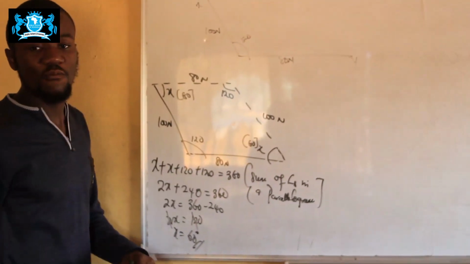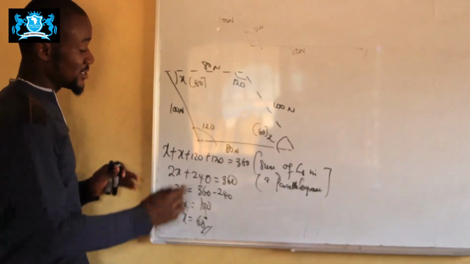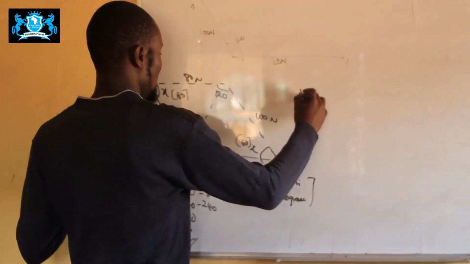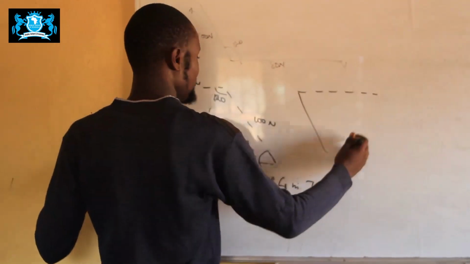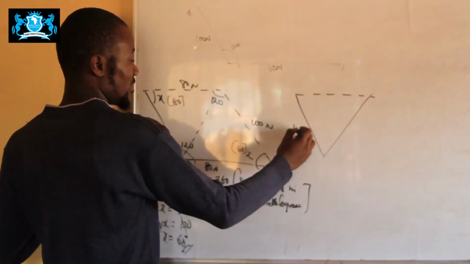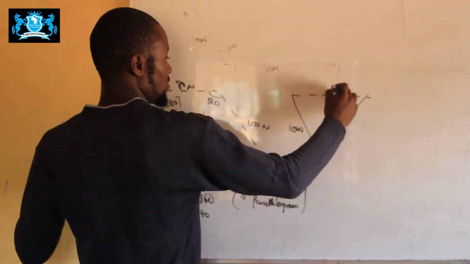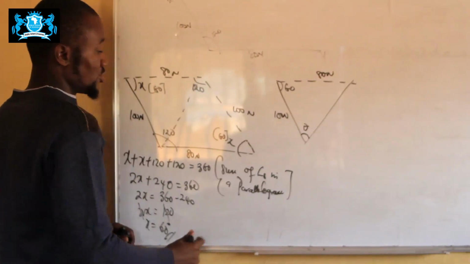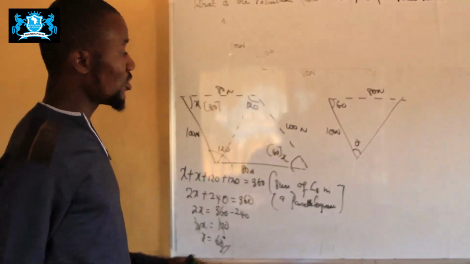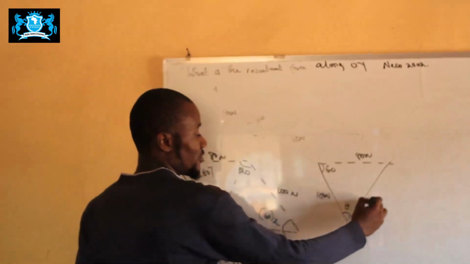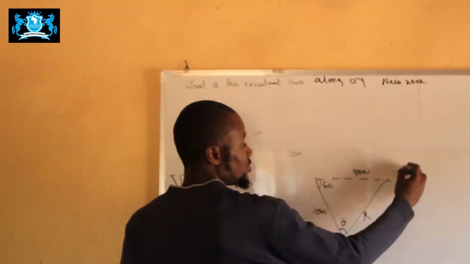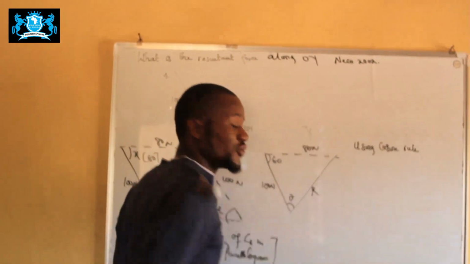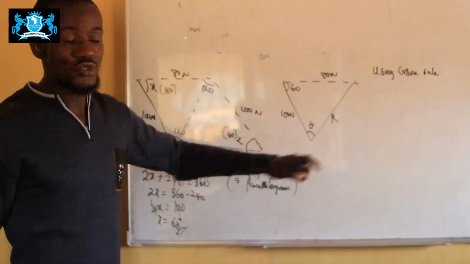Following the law of parallelogram, your resultant force is the diagonal drawn from the point of intersection. So you're having something like this. Here is 100 Newton, here is 80 Newton, here is your theta, here is angle 60. So for you to get your resultant force R, you are using the cosine rule.